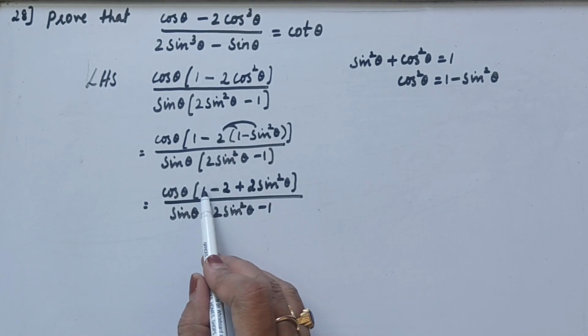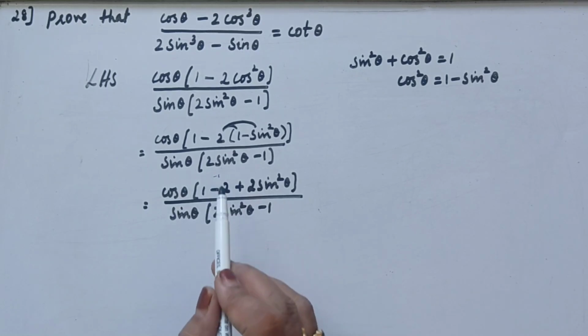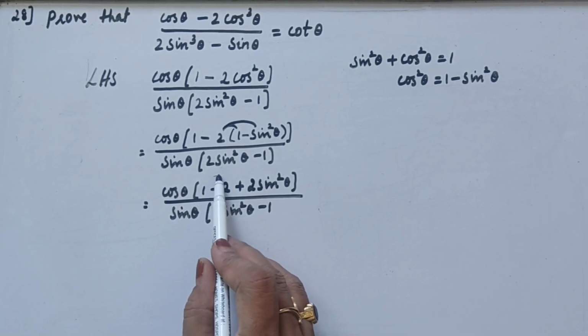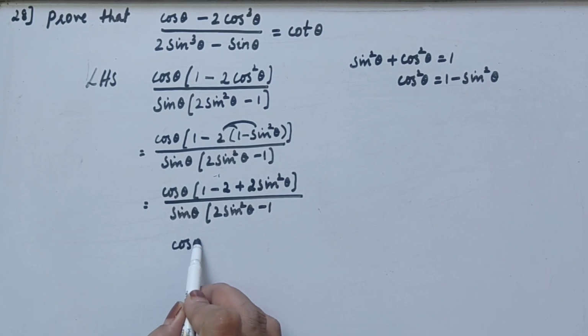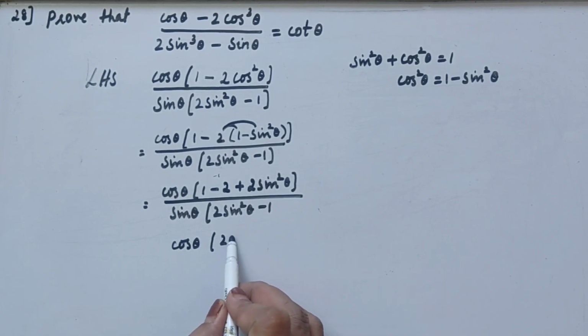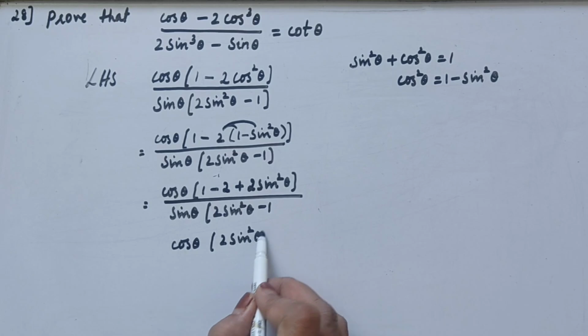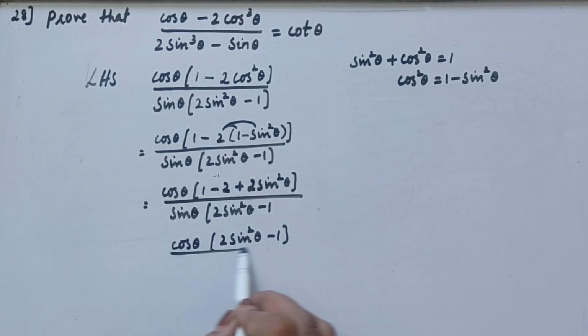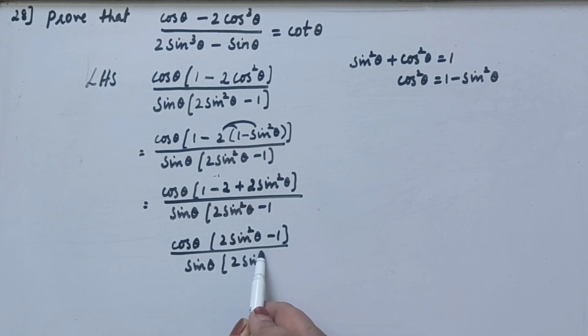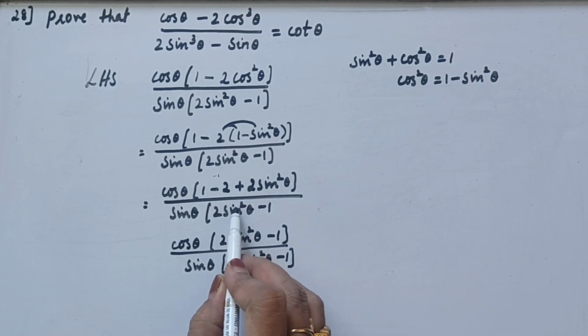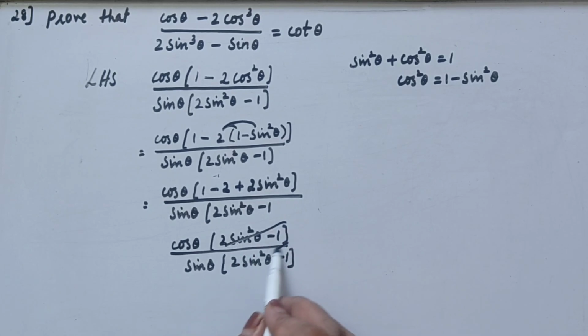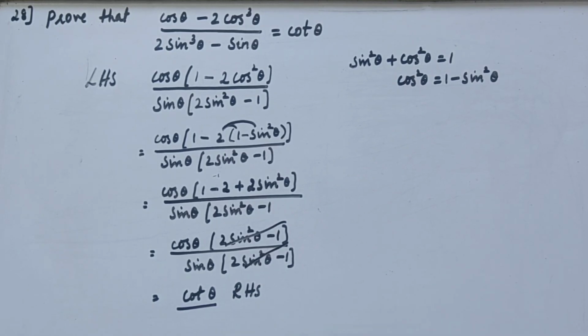Now you can see 1 minus 2 is minus 1 we get, correct? 1 minus 2 is nothing but minus 1. So here cos theta into, let me take the positive number first, 2 sin square theta minus 1 upon sin theta into 2 sin square theta minus 1. You can see the denominator, the same I have written. So this full set will get cancelled. Cos theta by sin theta is nothing but cot theta. So this is your RHS. Hope this is clear, students.